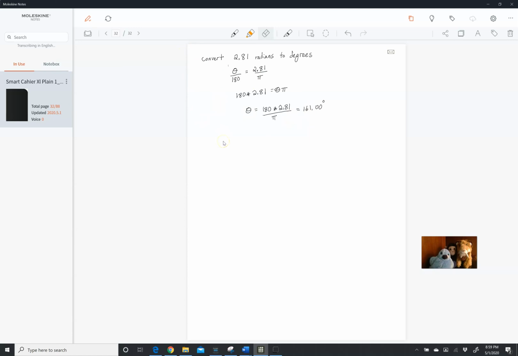Okay. Now there's the other way to do this too. This is if the angle isn't in terms of pi. If the angle is in terms of pi, then it's really simple. We could just replace pi with 180 because pi equals 180.